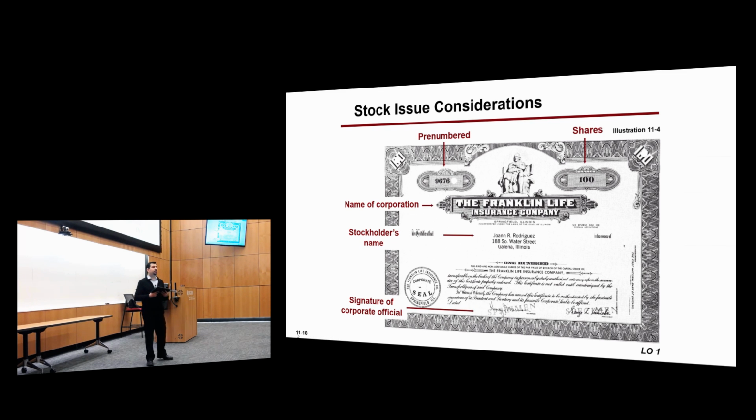Usually they keep those certificates pre-numbered, just for accounting. Basically, it makes it easier to account for. You have the signature of the officials of the company, basically management, etc.